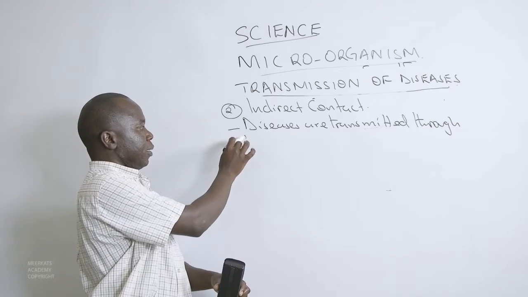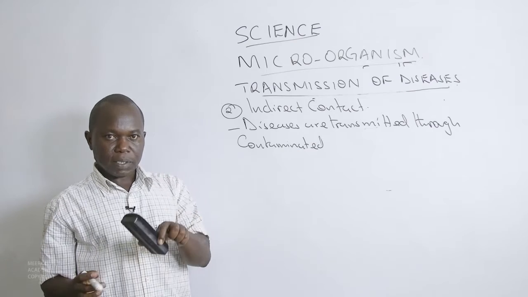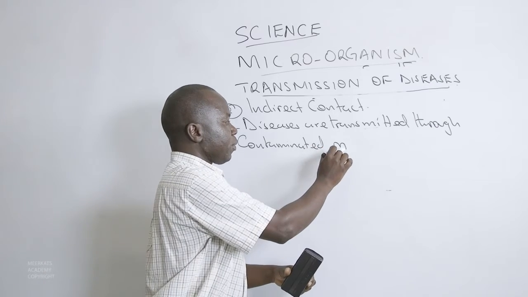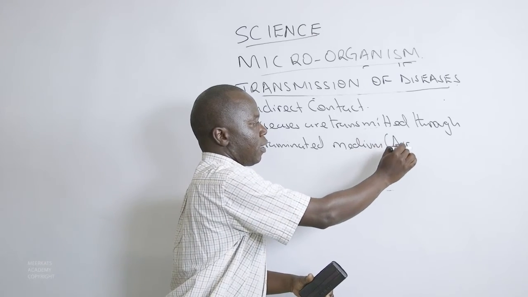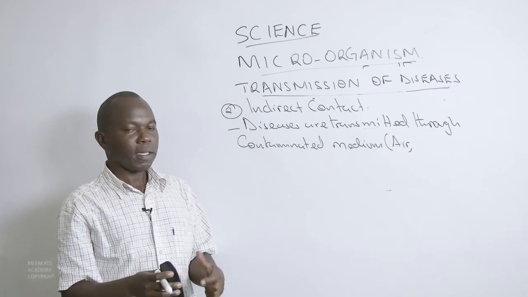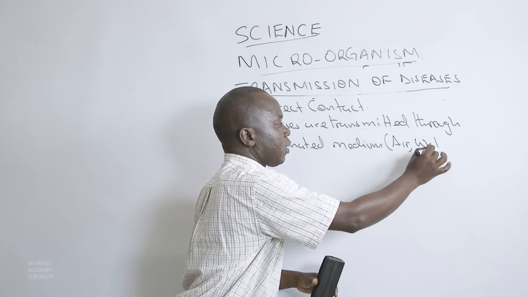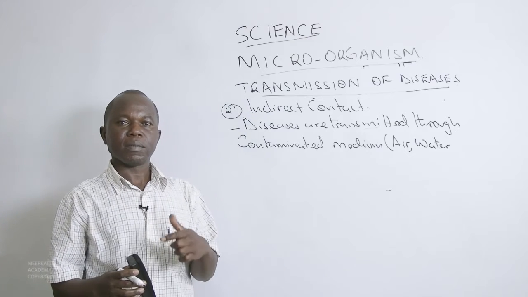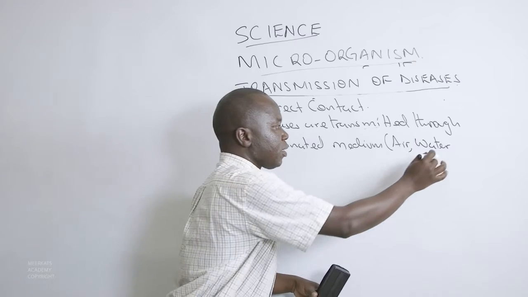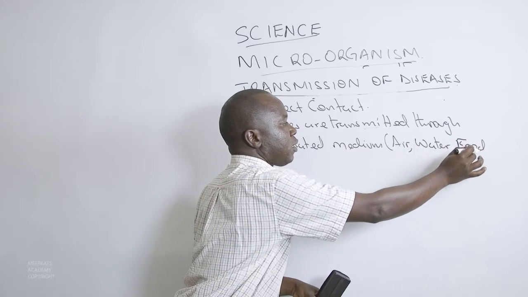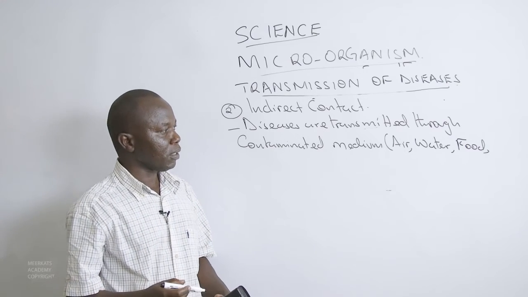Through contaminated medium. In this case, contaminated medium could be air. Pathogens are released into the air and then inhaled by a healthy individual. Water: when water is contaminated with, for instance, pathogens of cholera, Vibrio cholerae. Food: when you swallow food that is contaminated with pathogens, then again you are able to acquire the disease.